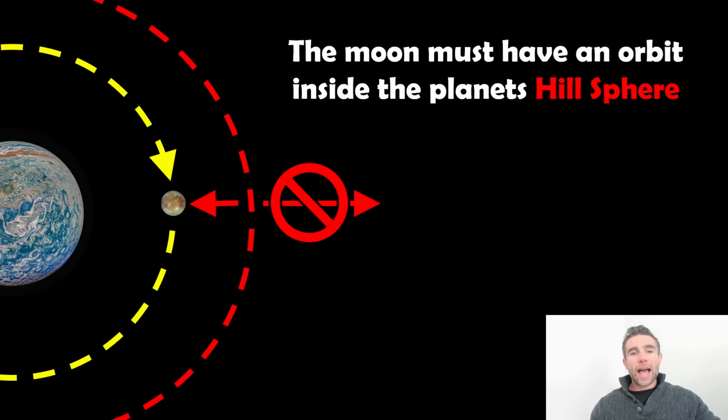So the moon has to have an orbit inside the Hill sphere. It can't exist outside. If it's outside, then it will be on an unstable orbit, it won't be bound, and it would likely end up orbiting the star and not the planet, because the star would dominate its orbit, or its dynamics, at that point.